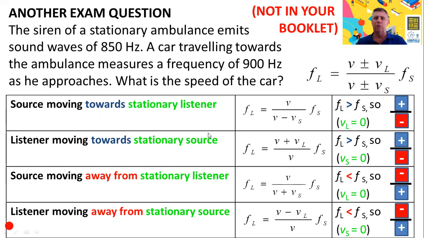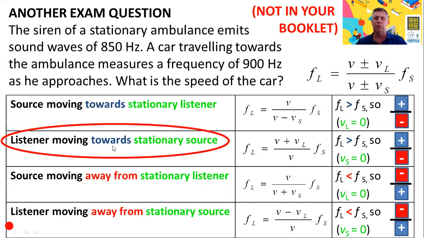So stationary source, it must be the second or the fourth column, and the listener is moving towards, so it's definitely that one there. And this is very simple to calculate. You want to find out the velocity of the listener. We know the speed of sound will be given to you in the question as 340. Frequency that the listener hears is 900. Frequency of the source is 850. You substitute in and then you solve. But let's move on to some actual exam questions from recent exam papers.